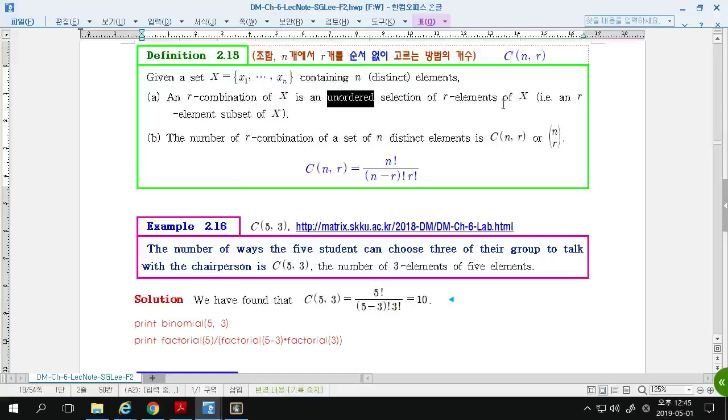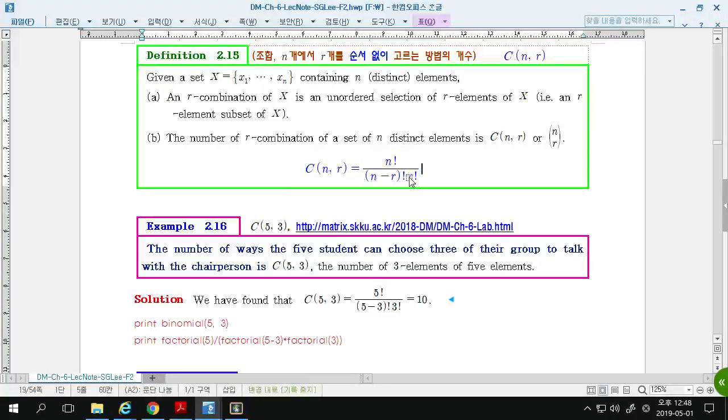So we are choosing an R element subset of X without order in it. The number of R combinations of a set of n distinct elements is written as C of n and R, or just n choose R, like this. N choose R can be found in this way: n factorial over n minus R factorial times R factorial. Why? Simon? Yes, as you mentioned, this shows the relationship between the combination and the permutation.